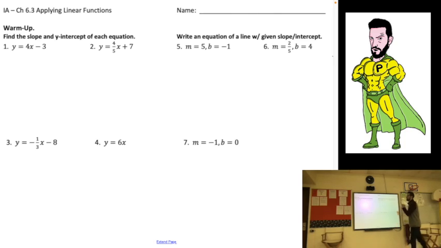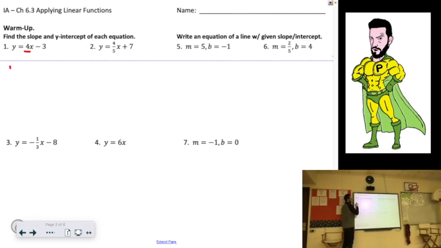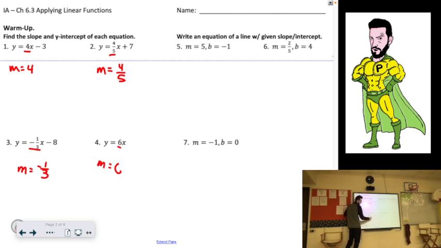Hey, find the slope and y-intercept of each equation. Remember, slope is right in front of the x. We use the variable m for slope. So we'll find the slope of all four of these first. Number one, slope is 4. Number 2, we have 4/5. Number 3, in front of the x, we have the -1/3. And on number 4, we have 6.